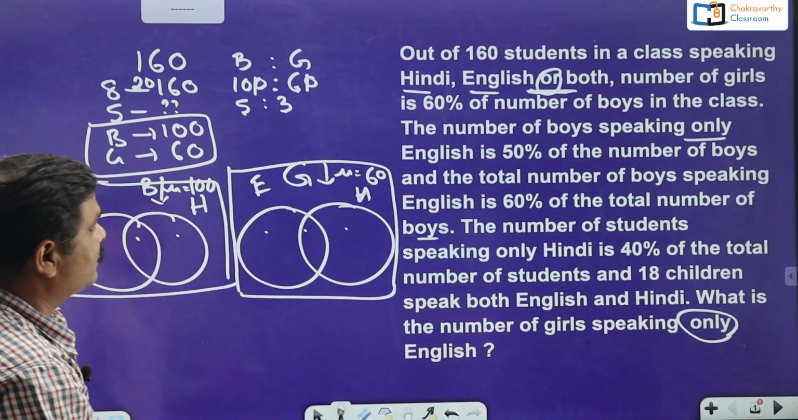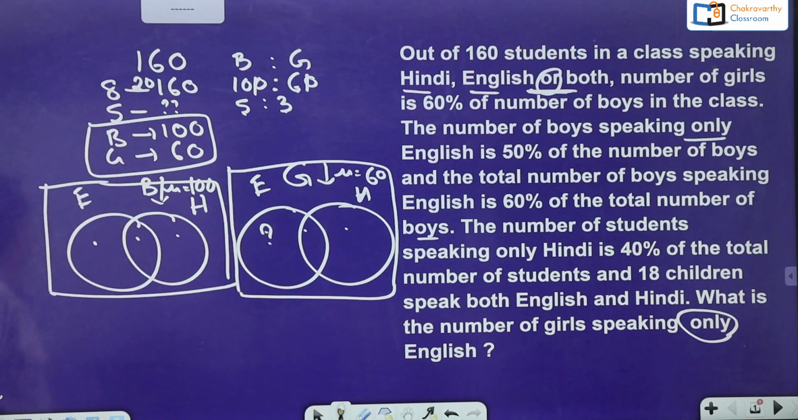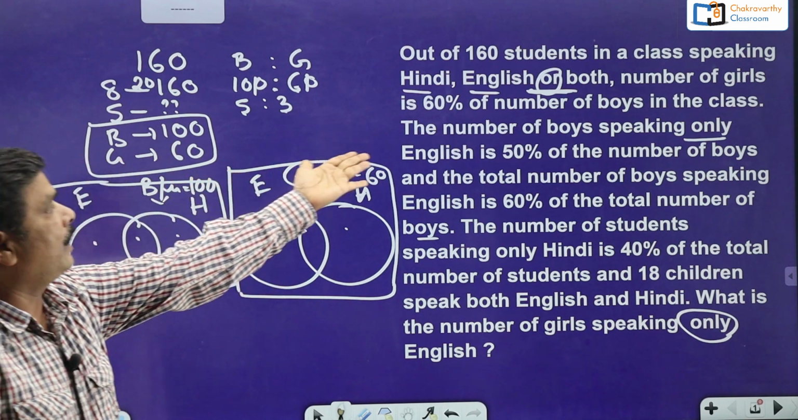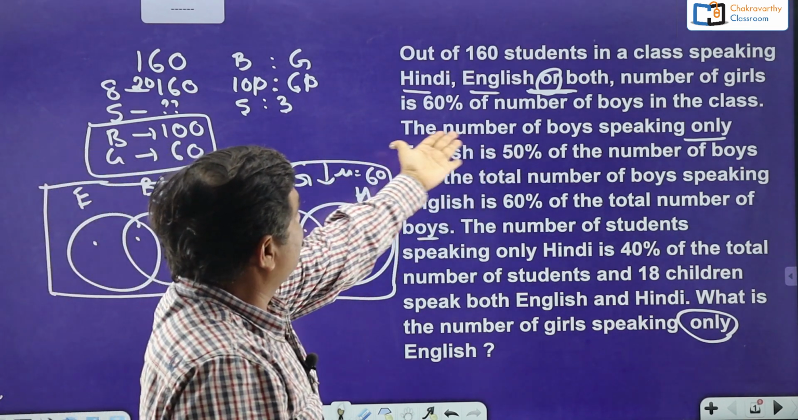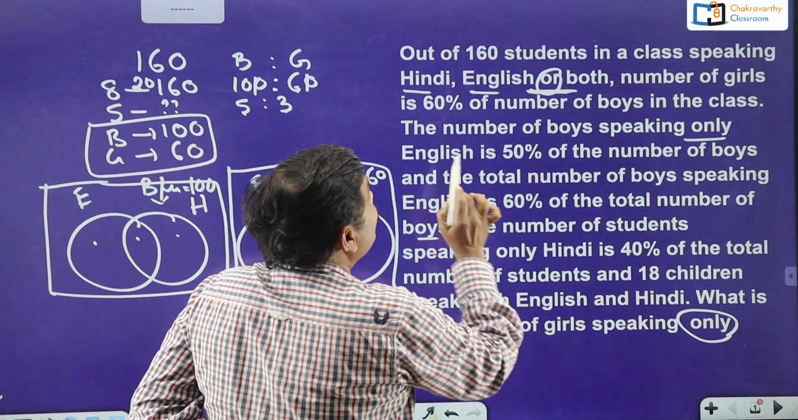What is the number of girls speaking only English? This part. I need to find out this part. That's it. Now go for the data here. How they have given number of girls, that's over. Then followed by the number of boys speaking only English.